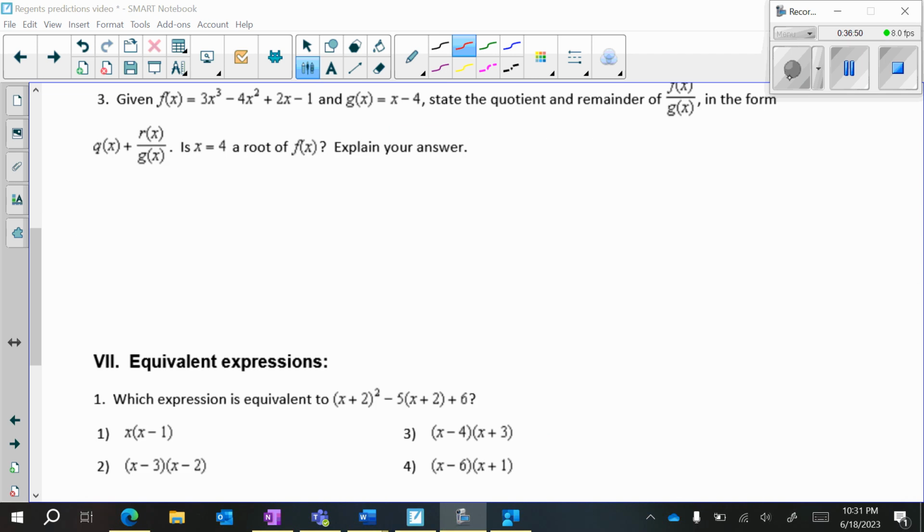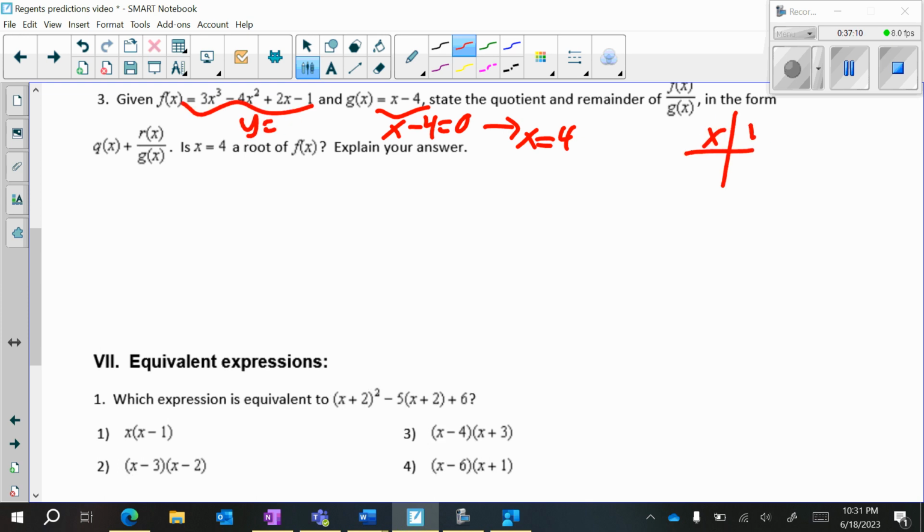Now this brings us to 3. This is a full division question. So you can use the remainder theorem to check and get your remainder to start if you like. If you do that, you're going to set x minus 4 equal to 0. Solve for x. You get x equals 4. Plug in the 4 or put this in y equals, and look on the table at 4 and see what's next to it to get the remainder.